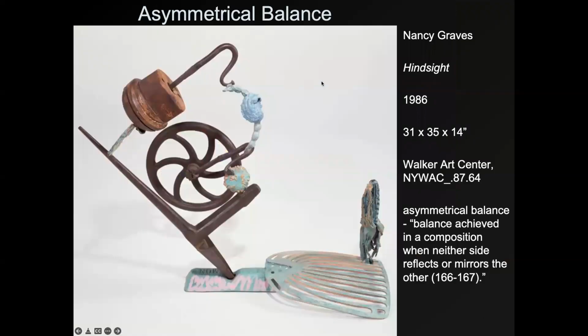So there's also asymmetrical balance. And in this case, the asymmetrical balance is literally balance because we're talking about a three-dimensional object. And this is Nancy Graves' Hindsight. Asymmetrical balance means a balance achieved in a composition when neither side reflects or mirrors the other. So if you draw a line down the middle of this piece, it's pretty much completely different on each side. Despite that, it actually stands up. So it is balance. It's just asymmetrical.